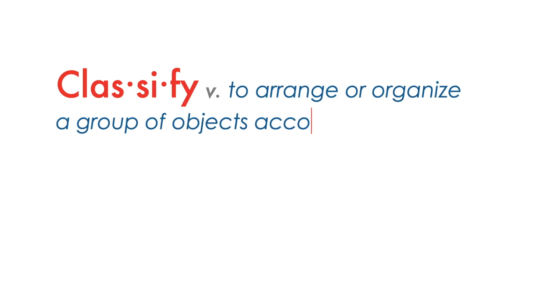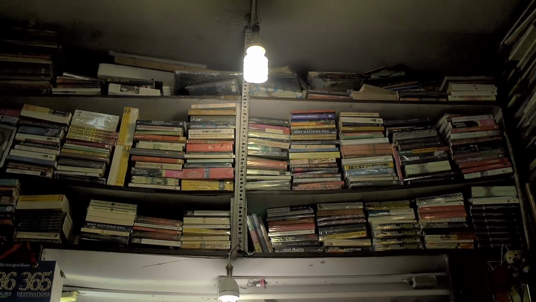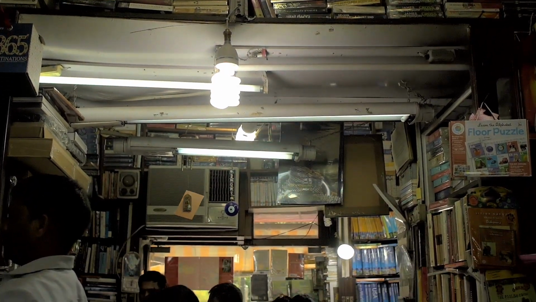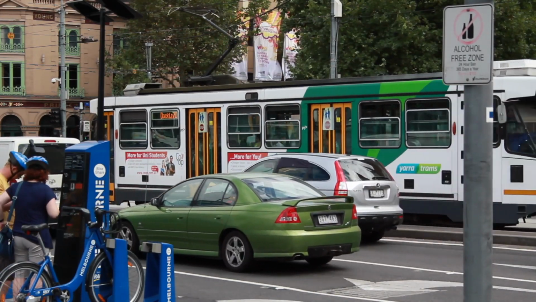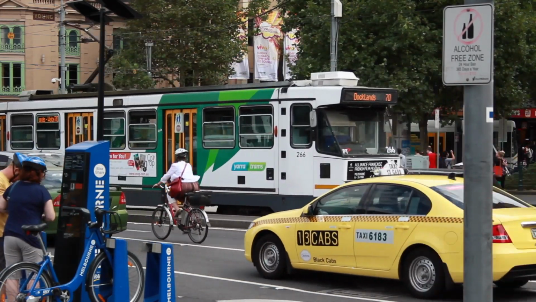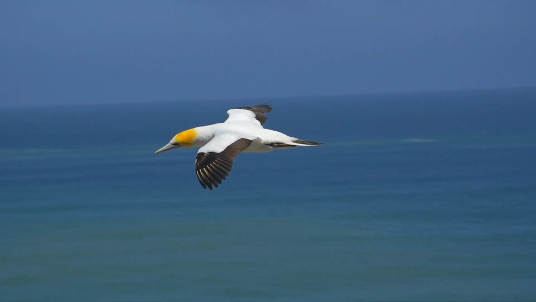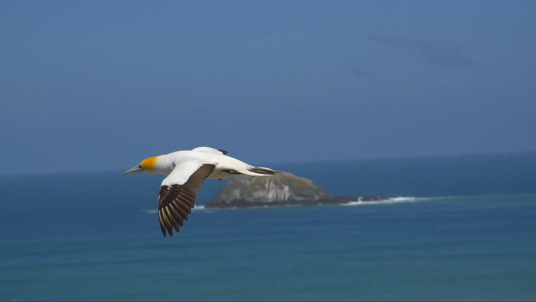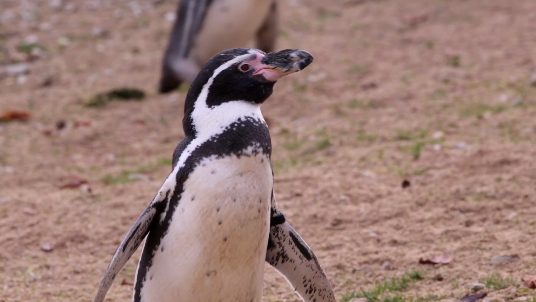To classify means to arrange or organize a group of objects according to qualities or characteristics that they might share. For example, books are classified in a bookstore according to their genre, intended audience, and whether or not they are fictional. Cars can be classified on the basis of model, color, or type, such as sedan, pickup, or SUV. Biologists have gone to great lengths to create a classification system for living organisms that ranges from the kingdoms of life and ends with an individual organism species.